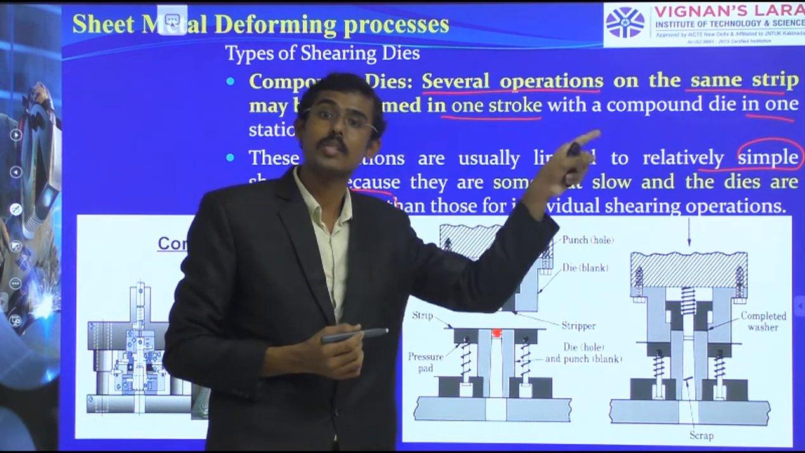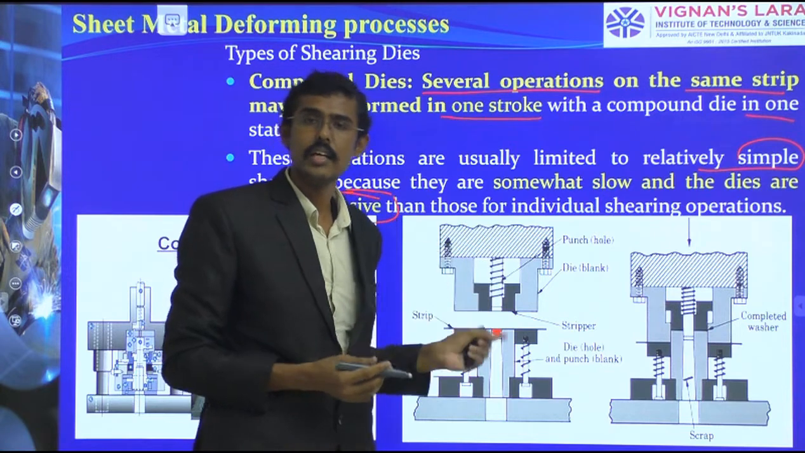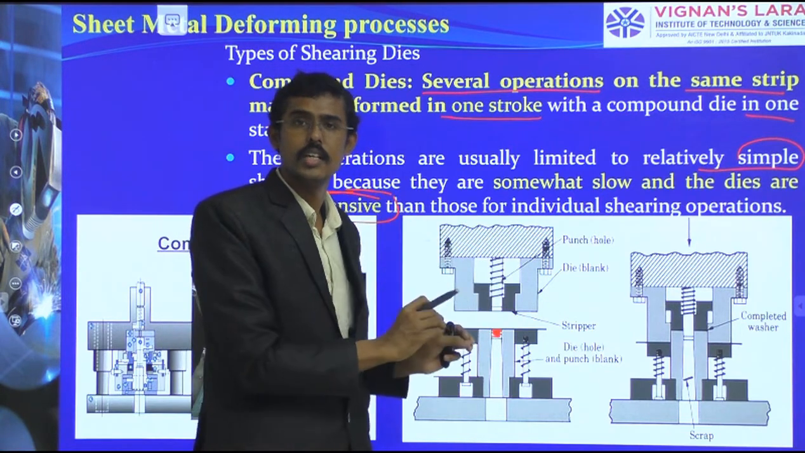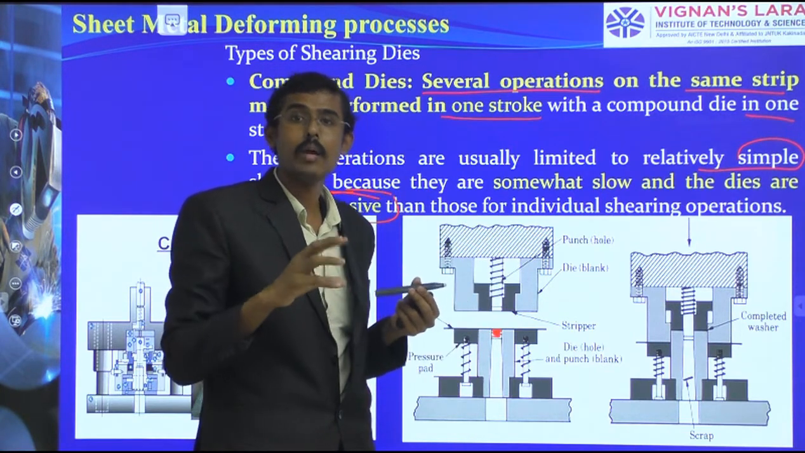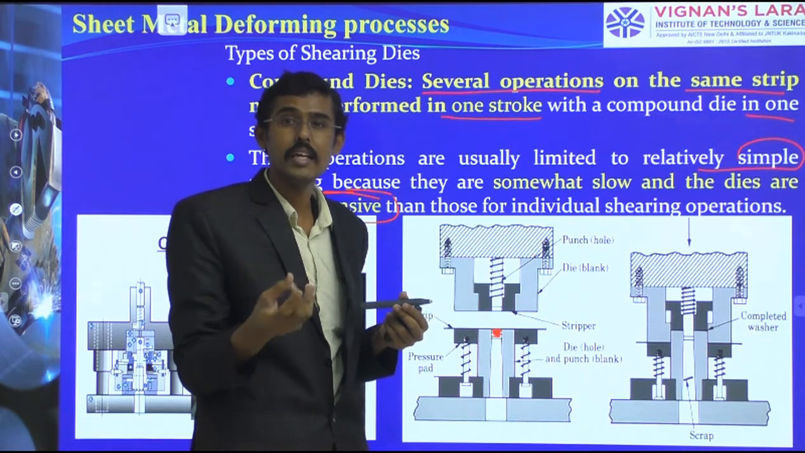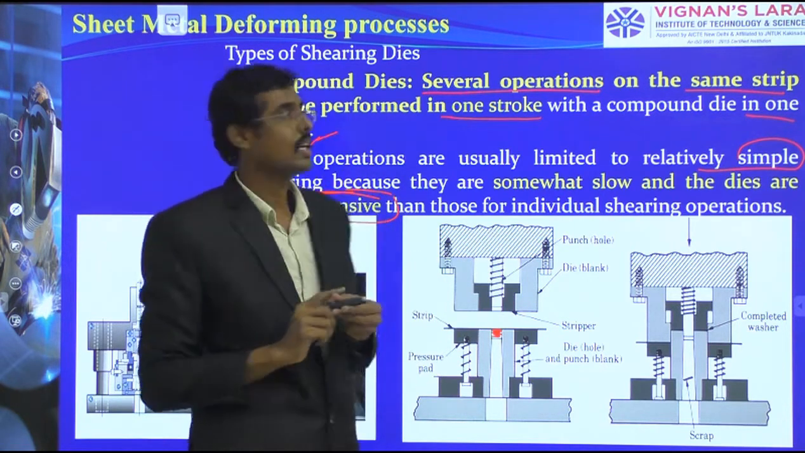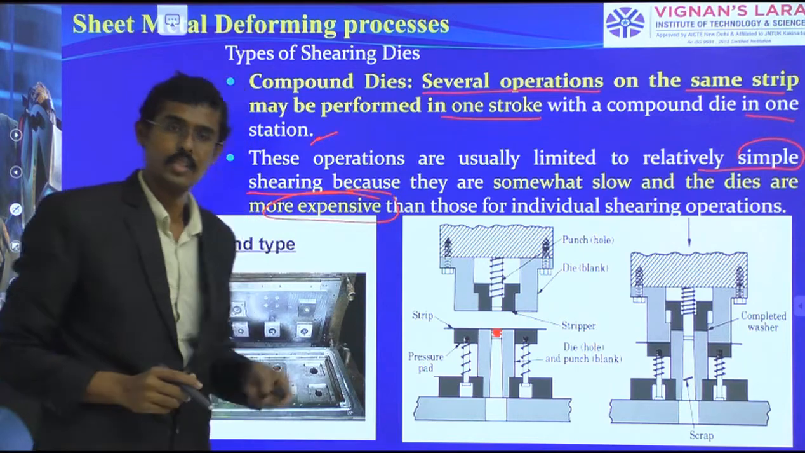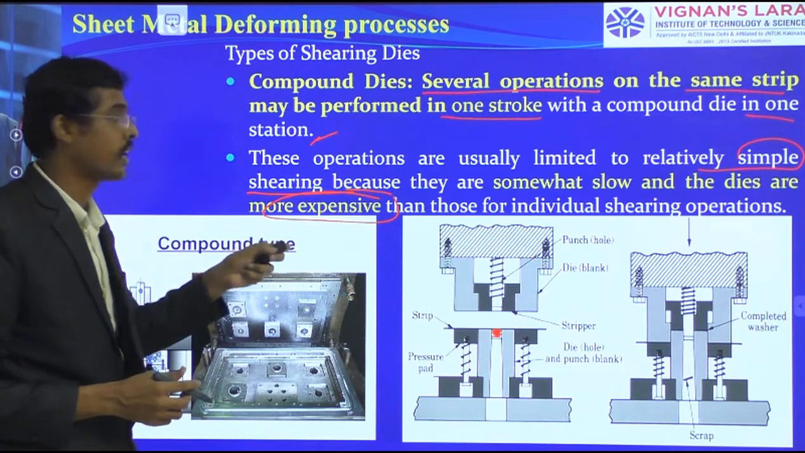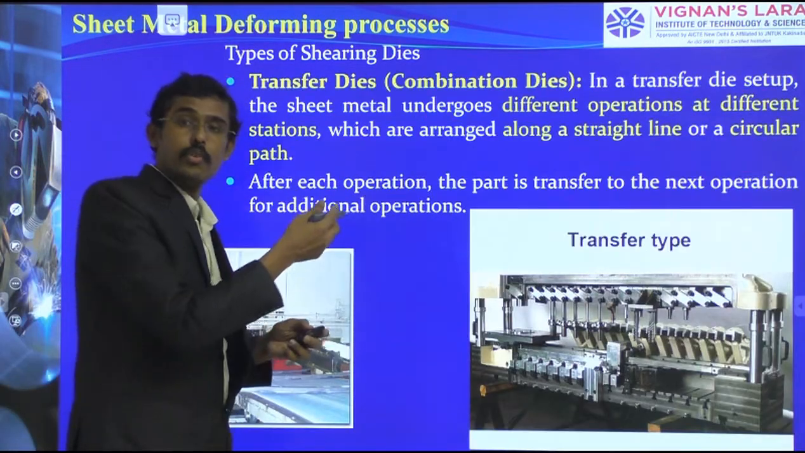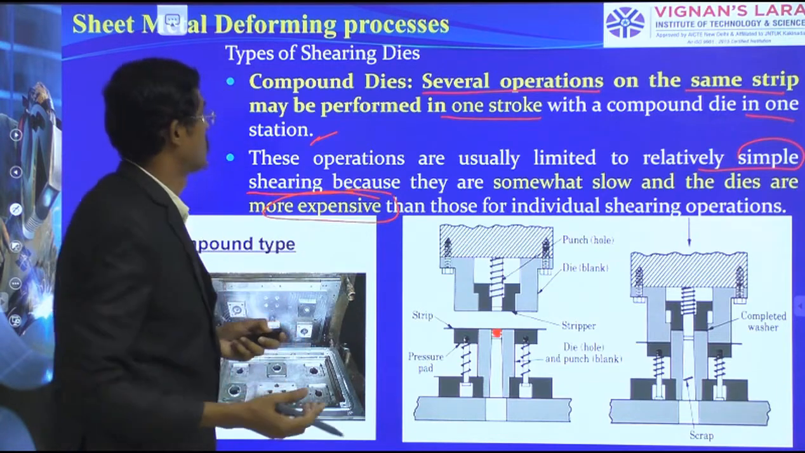There, multiple operations are done in a single stroke. But here, on a single stroke one operation is done, though multiple operations can be done by changing the dies. So I am calling this a compound die. This is one of the types of die useful for making cup drawing operations.